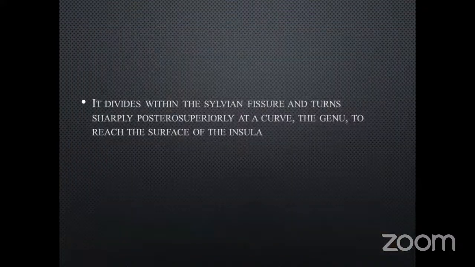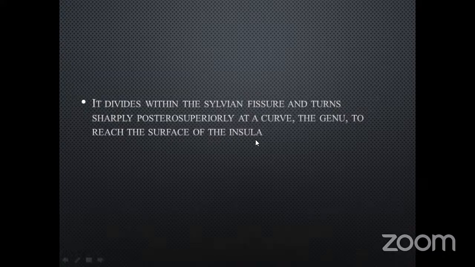It divides within the Sylvian fissure and turns sharply posterior superiorly at a curve. So the curve which it takes, the 90-degree curve, and becomes M2 or the Sylvian segment, is called the genu, to reach the surface of the insula.